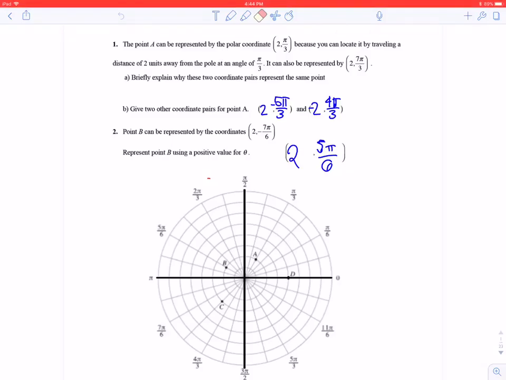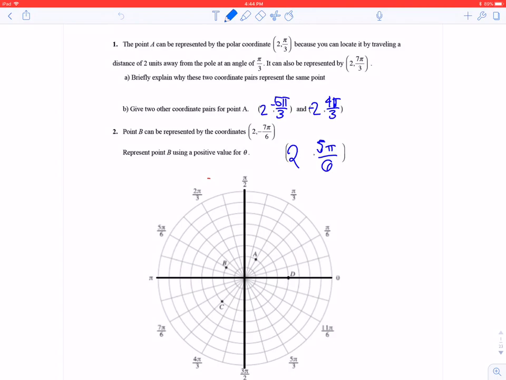All right, I'm going to try to very quickly get you caught up, those of you that weren't here or maybe are still confused about polar graphing. So here are some of our completed notes from class.